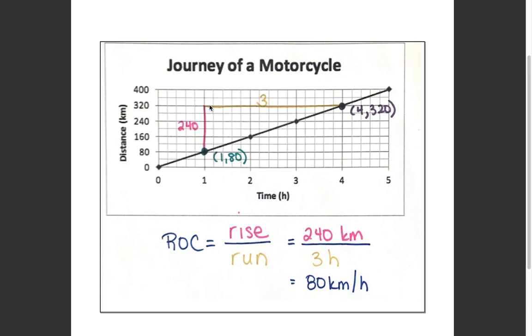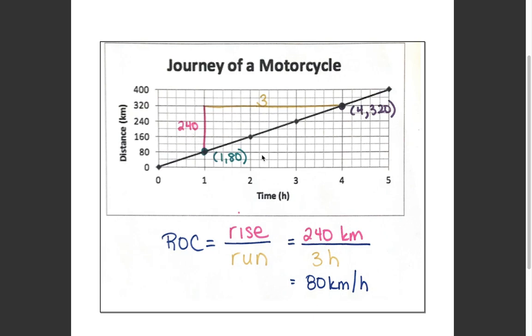Same thing goes for my rise. So with my rise, what I did when I was using my right triangles, I started here and then I counted up. So I started at 80 and I went up to 320. Well, I know that 320 minus 80 is equal to 240.